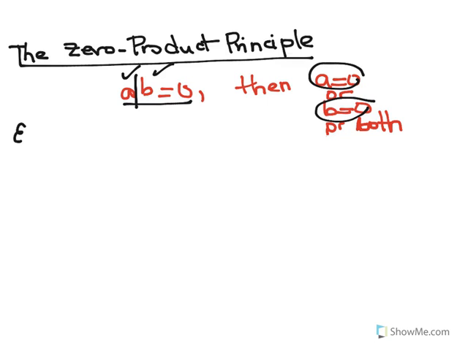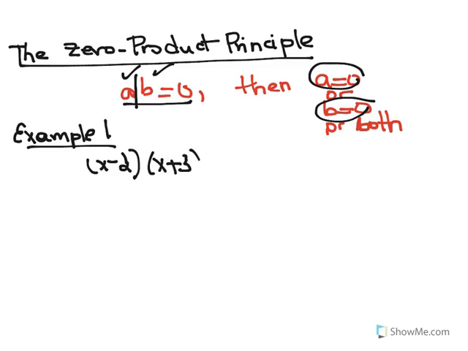So what I would like to do is go through an example of how to use the zero product principle to solve an equation. Let's say that I have the following equation and I need to solve it. In other words, I need to find the answers for x in this particular equation. Okay, so that is my equation.